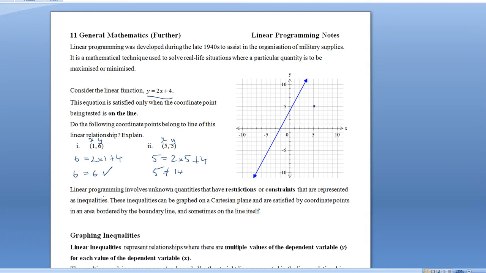What we know about linear programming is that it involves unknown quantities that have restrictions or constraints that are represented as inequalities. I'll show you one of them in a second. We can still sketch inequalities just like we can sketch a linear function. We can graph them on a Cartesian plane, and the satisfied coordinate points are in an area that's bordered by the boundary line. This would be an example of a boundary line along here. Coordinates on this side or on this side satisfy it, and even the line itself in some situations. Again, we'll talk more about that.